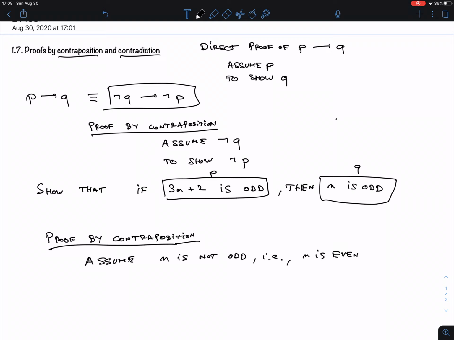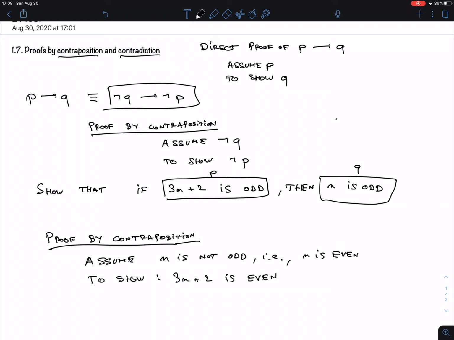So, in the proof by contraposition, I apologize for saying it wrong and even writing it wrong, what we need to do is assume the negation of the conclusion, and then from that derive that the negation is true, namely that 3n plus 2 is not odd, so meaning even.